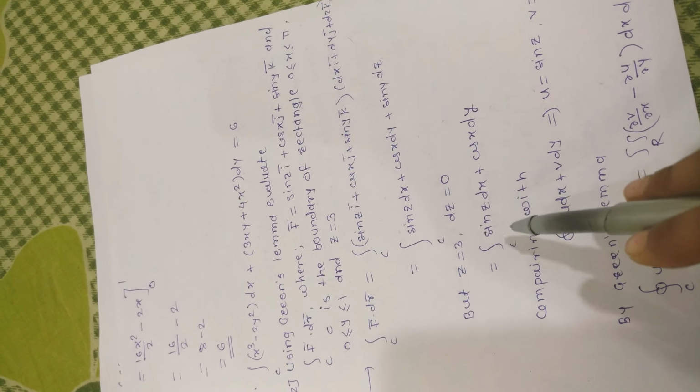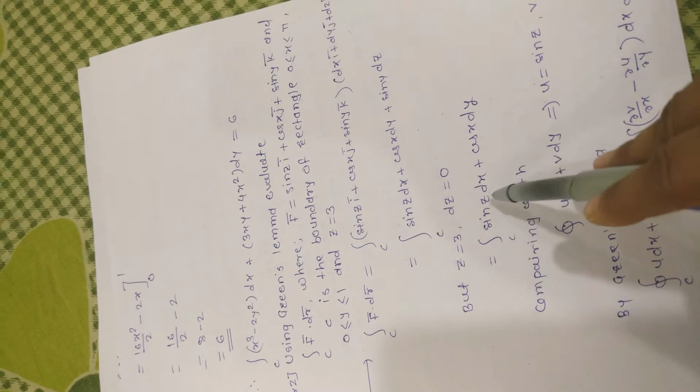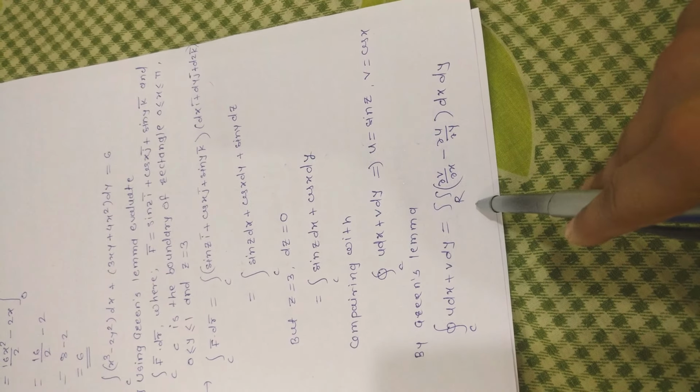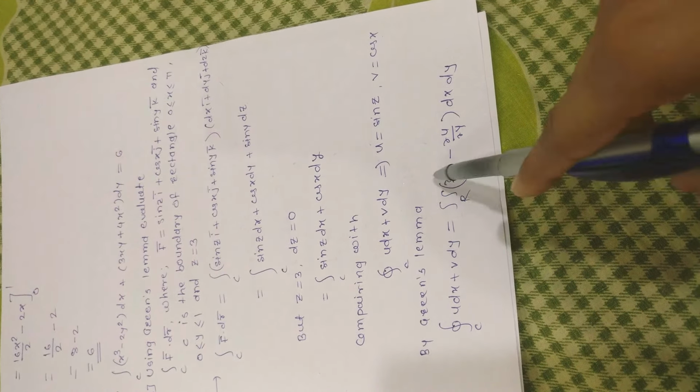So our integral becomes integration over C of sin z dx plus cos x dy. Comparing with integration over C of U dx plus V dy, we get U is equal to sin z, V is equal to cos x. So by Green's lemma, we have integration over C of U dx plus V dy is equal to double integration over R of dV by dx minus dU by dy dx dy.